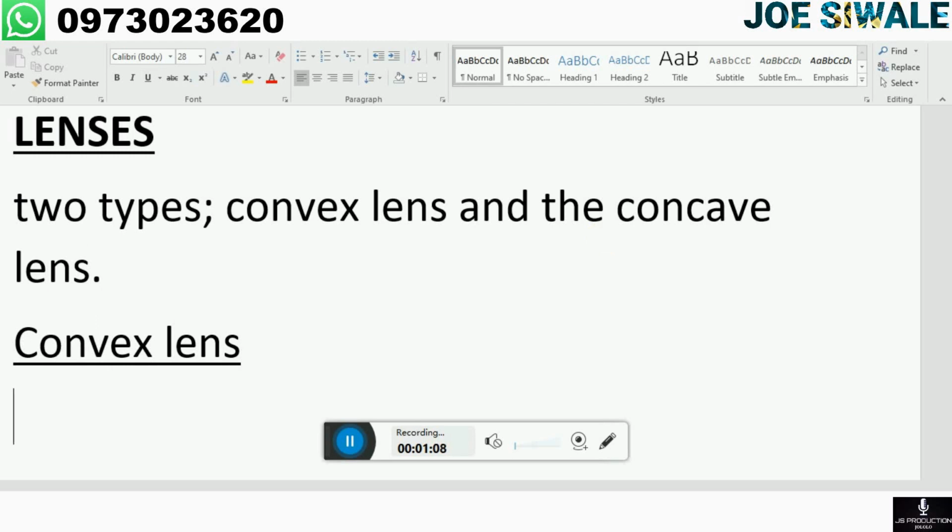So the convex lens is a type of lens that converges rays of light that travel parallel to its principal axis. Then the point where the rays of light converge is referred to as the focal point or the principal focus, and that is represented by capital letter F. Then the distance between the center of the lens and the focal point is referred to as the focal length, and that is represented by small letter f.